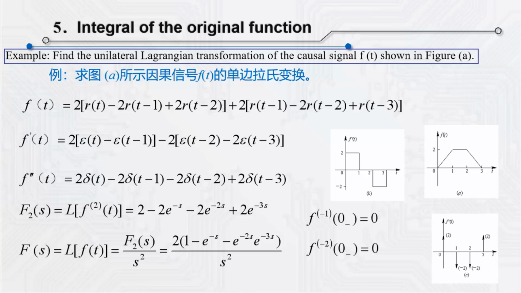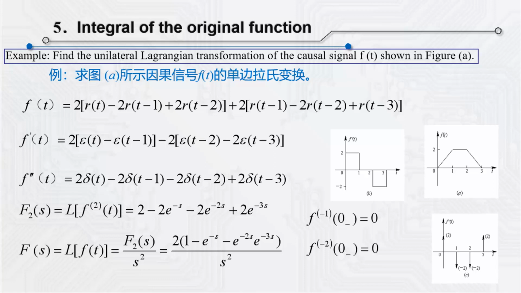Taking the derivative again, the second derivative of f(t) is obtained. Its value is minus 2 times the delta function of t-1, minus 2 times delta t-2, plus 2 times delta t-3. The formula is consistent with figure C. It's a combination of impulse functions.